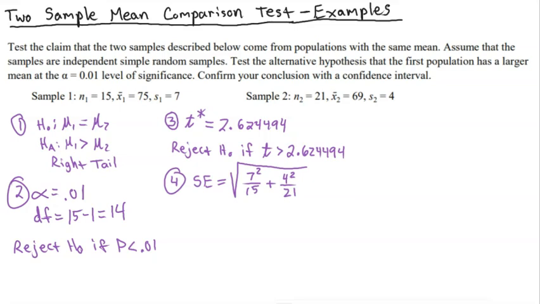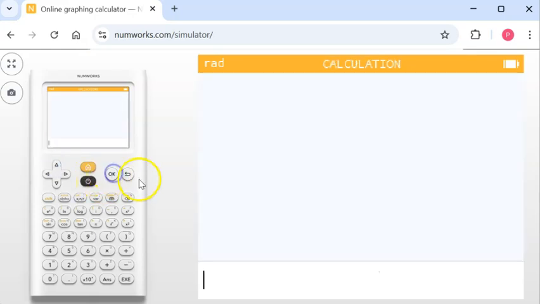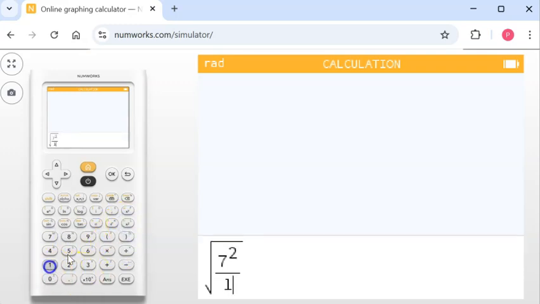So let's go to the NumWorks calculator and we'll calculate this. We're going to go to the calculator portion, hit OK. We're going to do the square root of 7 squared divided by 15. And we're going to move over here and hit plus. Then 4 squared divided by 21.